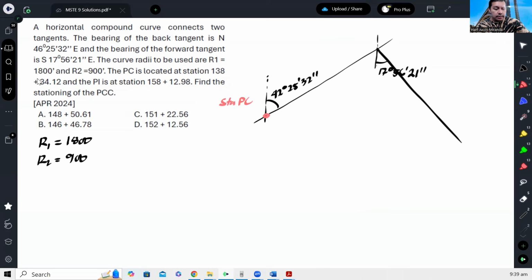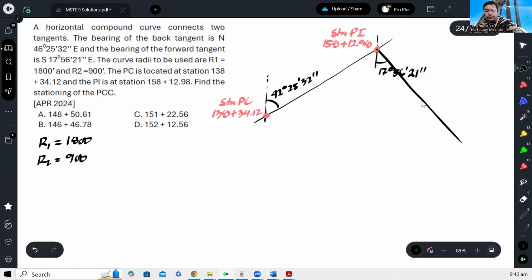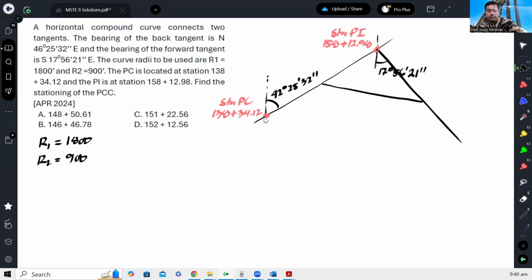That is at 138 plus 34.12. Tapos, given din yung stationing ng PI. Ito yung PI. That is at 158 plus 12.92. Okay? Tapos, find the stationing of PCC. So, compound curve ito, no? Kunwari ganyan, no? So, ito yung PCC.